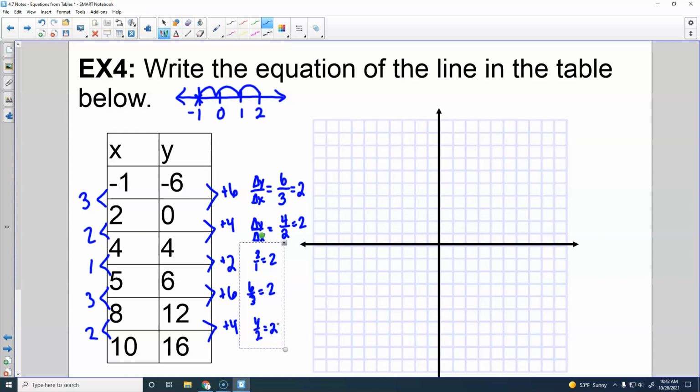2. If the problem tells you it is a line, you don't have to check every single one of these. You technically could just check one to make sure you get that slope. So I've got a slope of 2.